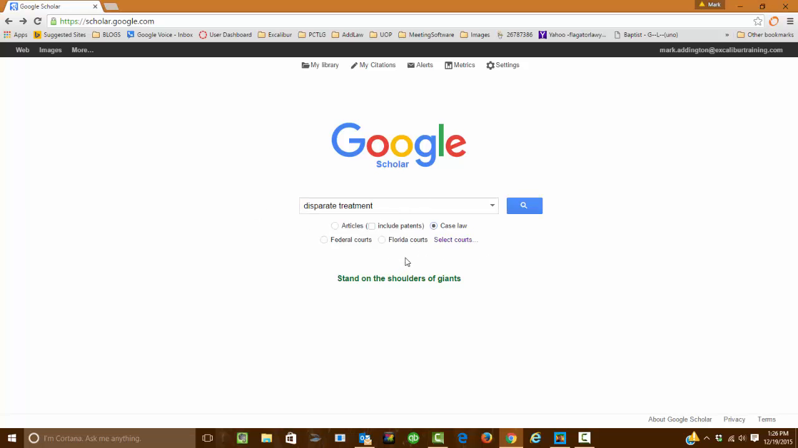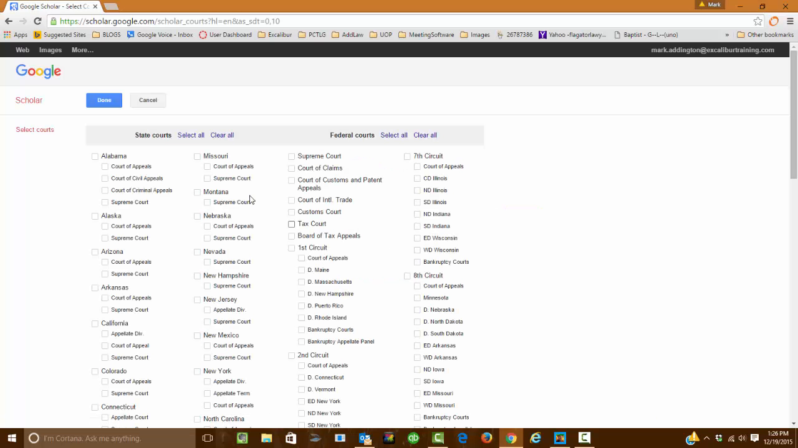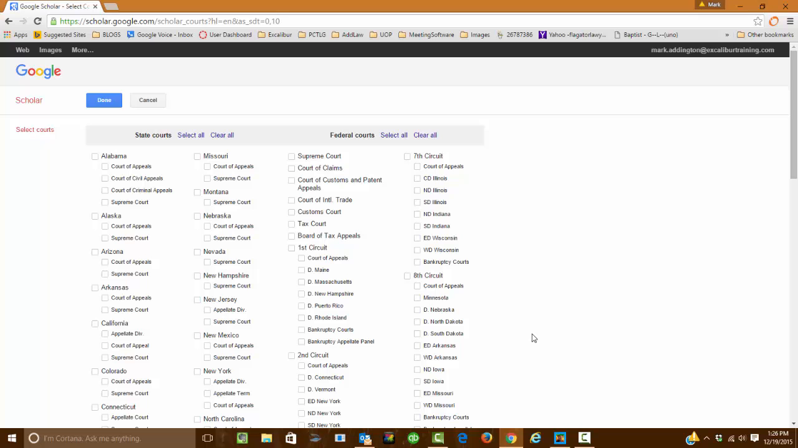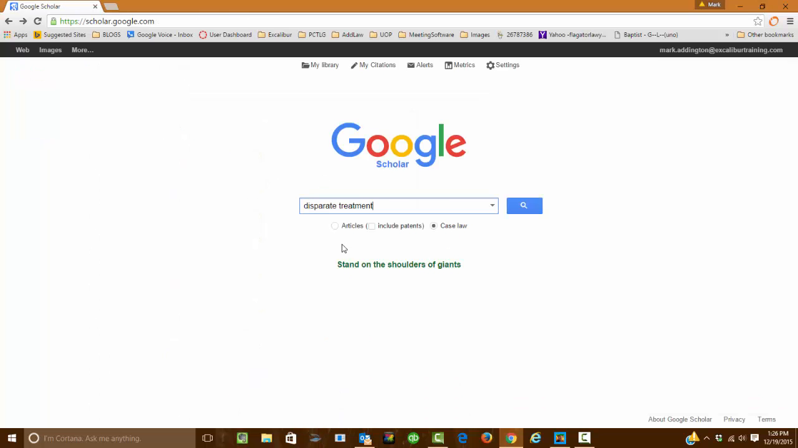In addition to looking at articles, you can actually look at specific case law that deals with a legal concept. And you could choose federal courts or a specific state court, and they have all of the states in the country, and every federal and state court in the country that publishes opinions is listed here. So you can select all of them or just a specific jurisdiction if you're interested in researching that. So that's really, really powerful.